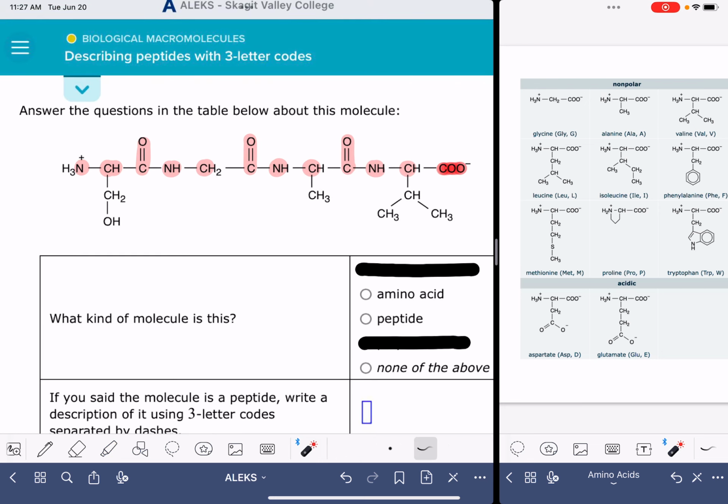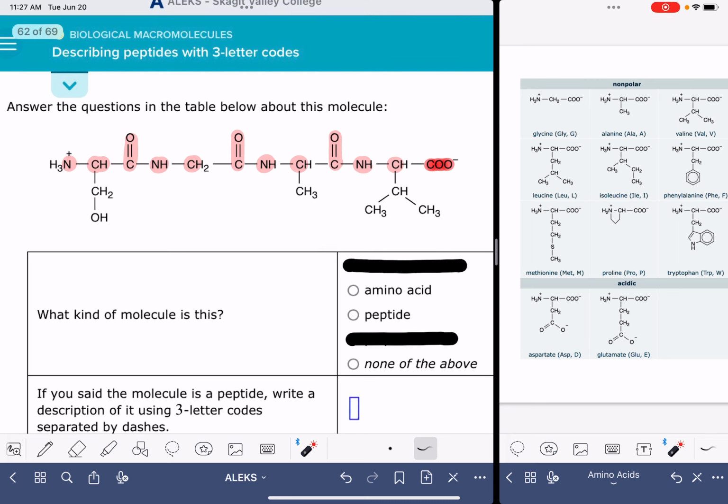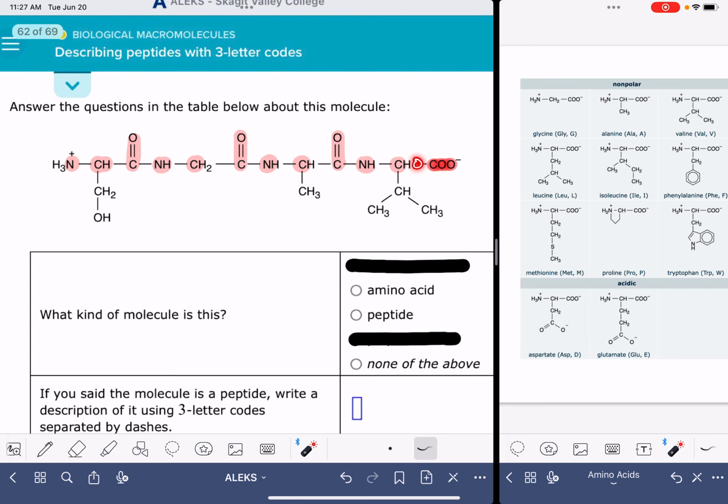You have to have this very specific pattern in order to be a peptide. Any variation on the pattern makes it not a peptide. So if you've got an extra oxygen squeezed in there somewhere or an extra carbon in there somewhere, it is not a peptide. You're going to end up saying none of the above. This particular molecule, because it is following that pattern, it is a peptide. So I'm going to mark that.